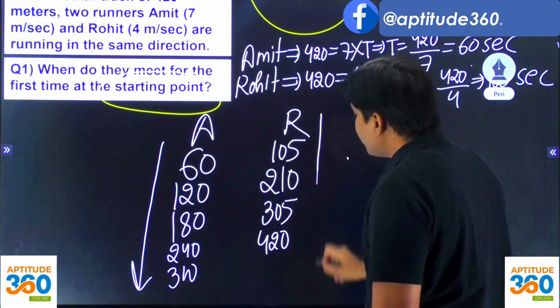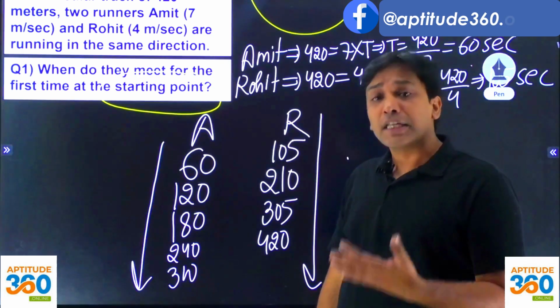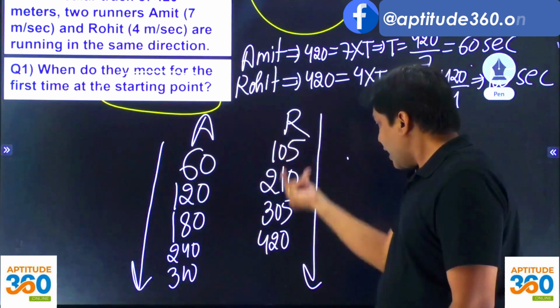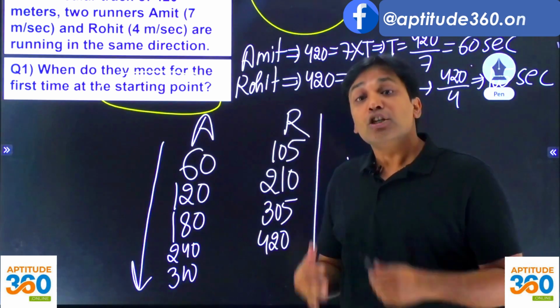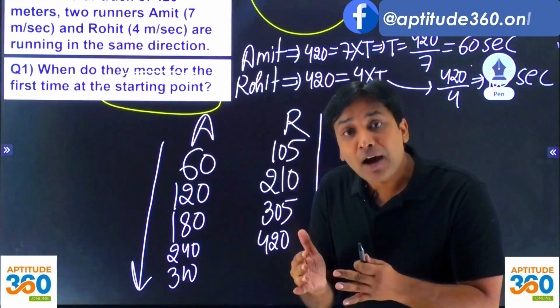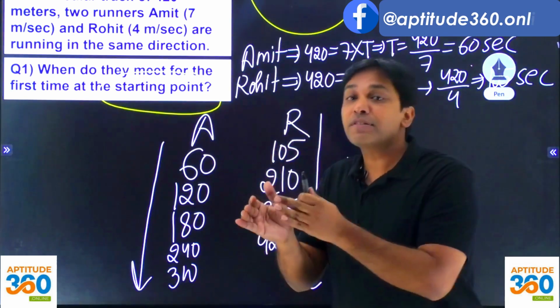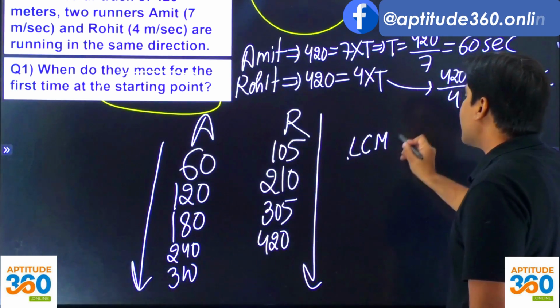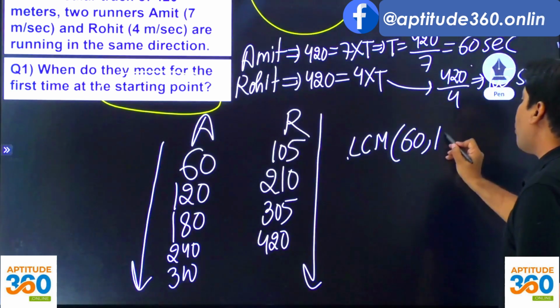So what is it that we are doing? Don't you think that we will have to find out a number which is in the table of 60 and 105 both, isn't it? So what does that mean? We will have to find out the LCM of 60 and 105. So what you should be doing is finding out the LCM of 60 and 105.